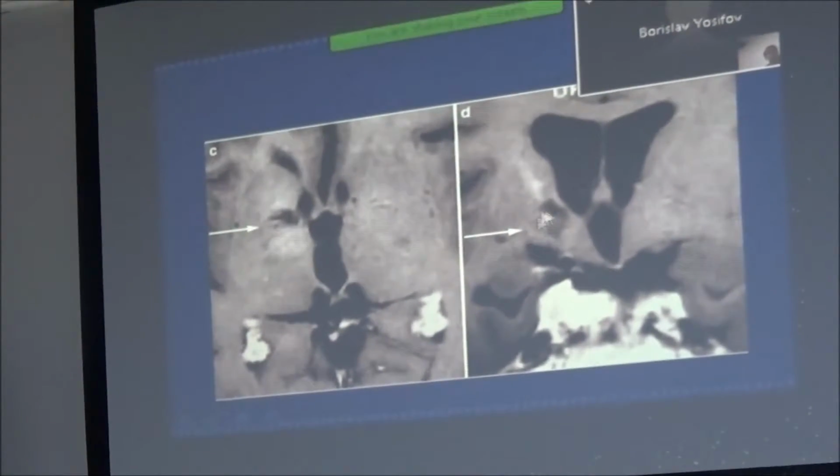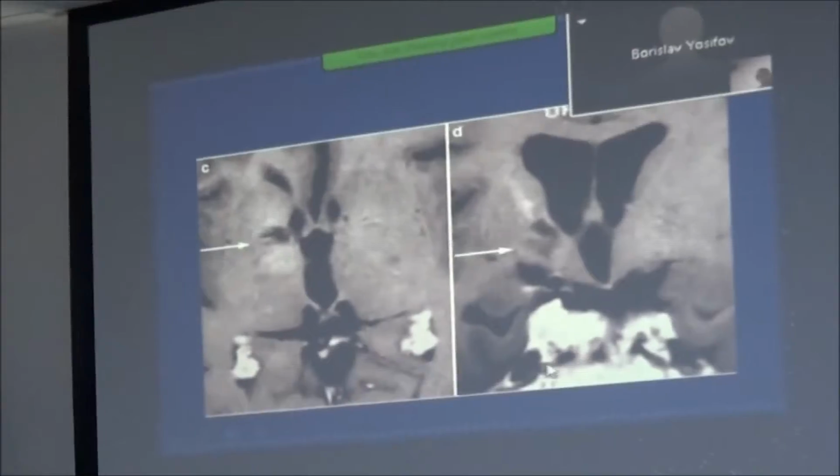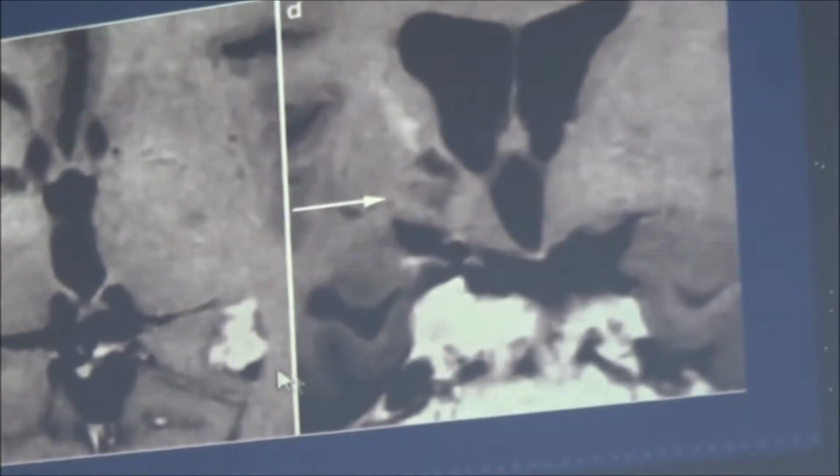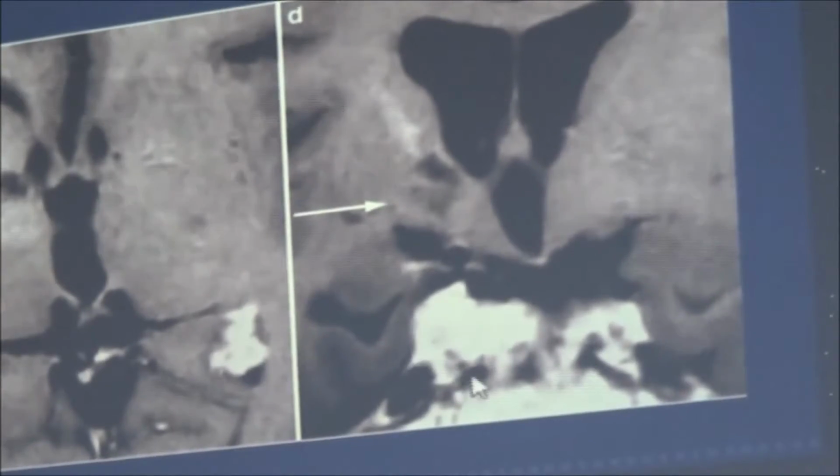And this one, you see here a remnant of a suprasellar meningioma with cavernous sinus invasion. They operated on this one, it was very big.